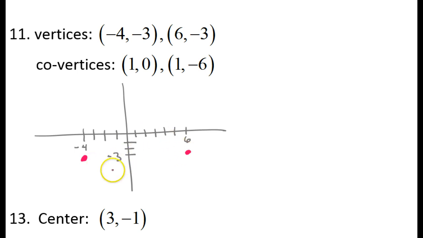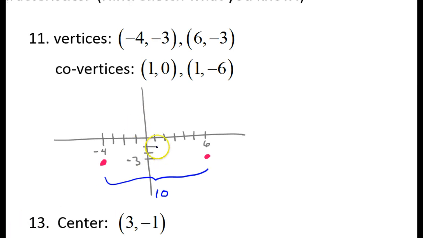Let's figure out what the center is. I think it would be helpful to keep in mind the total distance between these two vertices. If it's 4 to the left, 6 to the right, that's a total of 10. That means if I come in 5 from either vertex, I should be at the center. So the center is right here. Whoops, I didn't mean to put it on the line. Okay, so the center is at 1, comma, -3. The center is right here.